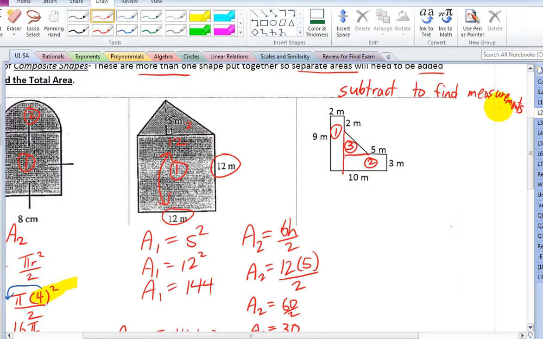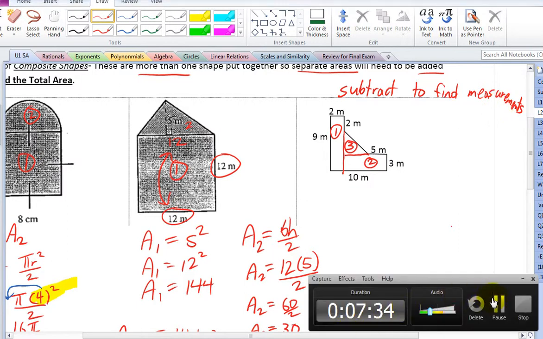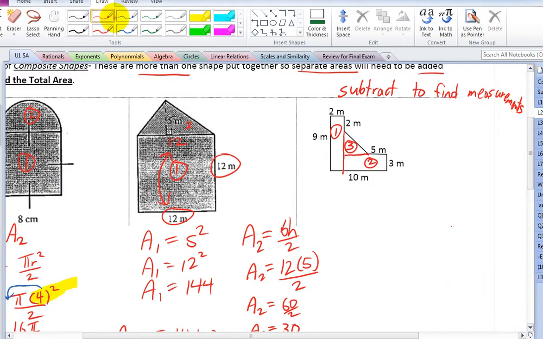Okay, so you're going to have to subtract to find some measurements. I'll give you a second. Okay, so this side length right here, the whole side is 9 meters. Then you're going to have to subtract 2 from here and 3 from here, and the leftover piece will be what you're trying to find. So 9 minus 2 is 7, minus 3, that's going to be 4.